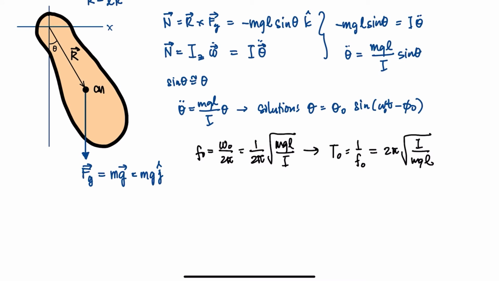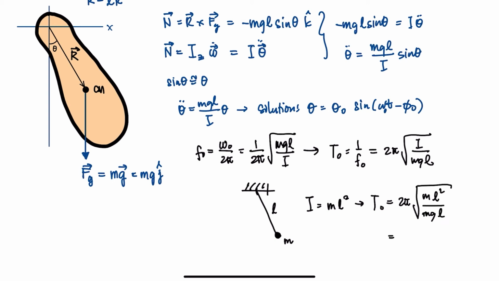If we recall, for a simple pendulum given by this figure, L is the length of the simple pendulum and m is the mass of the simple pendulum, the moment of inertia is just equal to mL squared. Applying this equation here, we have 2 pi times the square root of mL squared over mgL, which yields the expression 2 pi times the square root of L over g, which is indeed the period of a simple pendulum of length L.